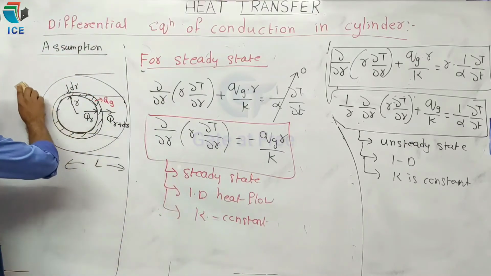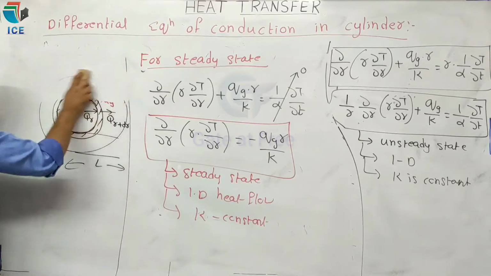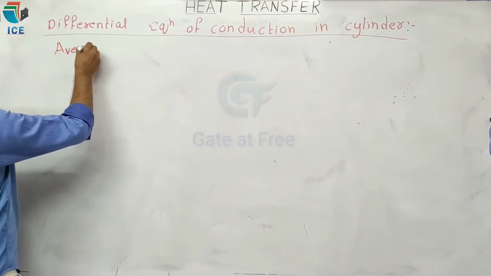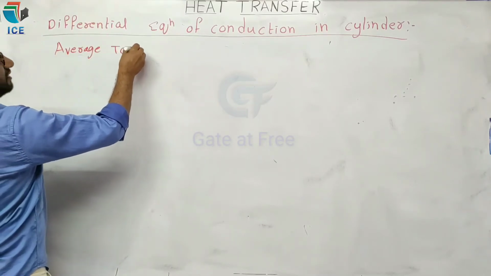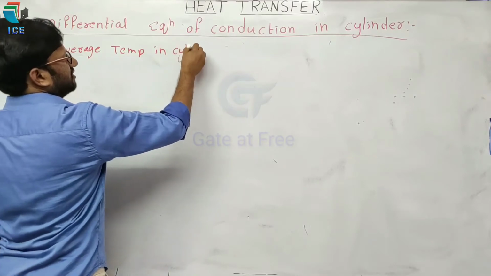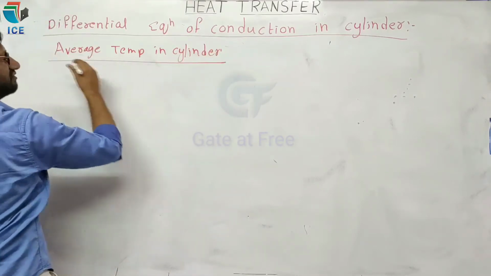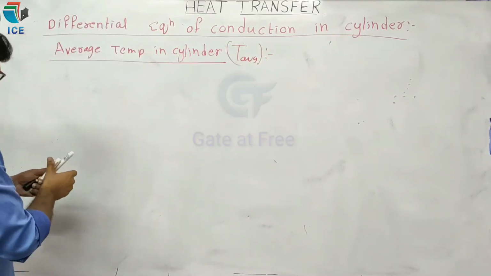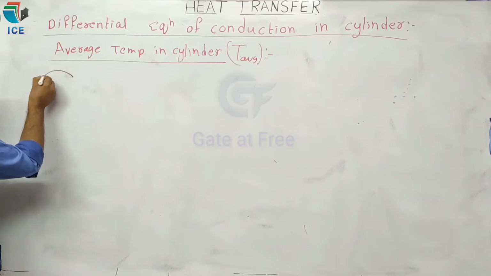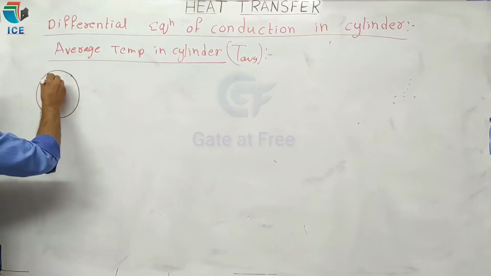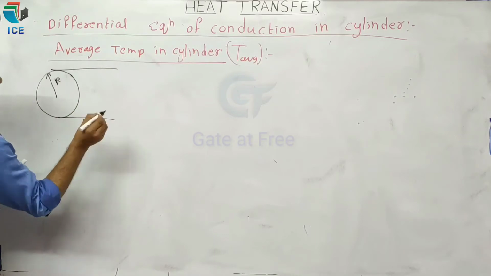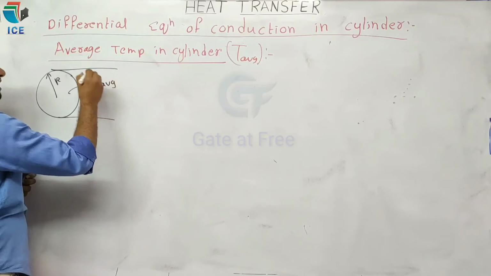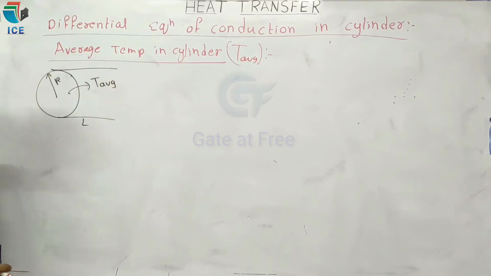Next, average temperature in cylinder. Now how to find out average temperature in cylinder? Very easy. Now listen carefully. Consider a cylinder with radius r and it is having some length L. Let us say the total average temperature of the cylinder is T average.